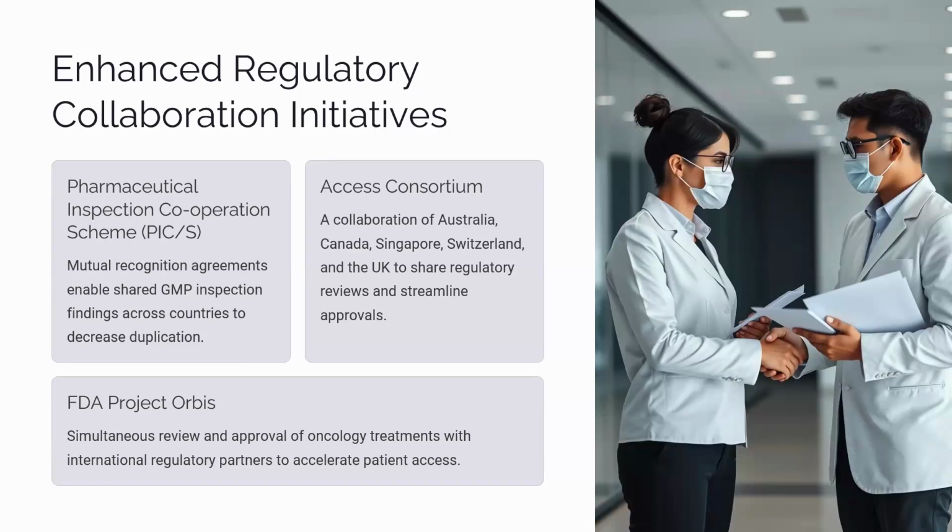Then the Access Consortium, a collaboration of Australia, Canada, Singapore, Switzerland, and the UK to share regulatory review and streamline processes. So if you are submitting dossiers in the respective countries, they do a shared regulatory review to streamline approvals. Last is FDA Project Orbis, which is simultaneous review and approval of oncology treatments with international regulatory partners to accelerate patient access. So these are a few of the regulatory collaboration initiatives that are put in place to improve compliance and to promote globalization.